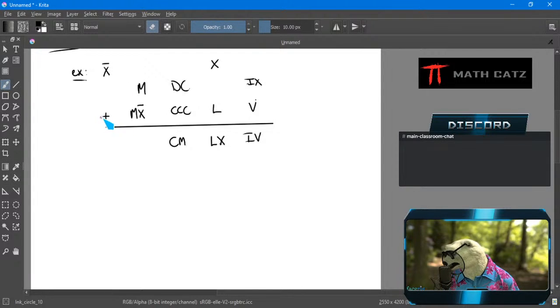Maybe I should move this plus to not make it look weird. And what do I have left? I have nothing left. So I write nothing. There's no 0, there's nothing like that in the Roman numbers. And then I move on to my 10,000s column, and that's the only thing there is.